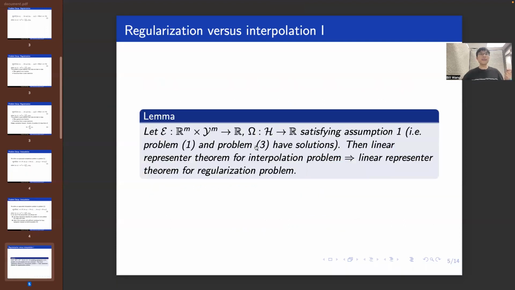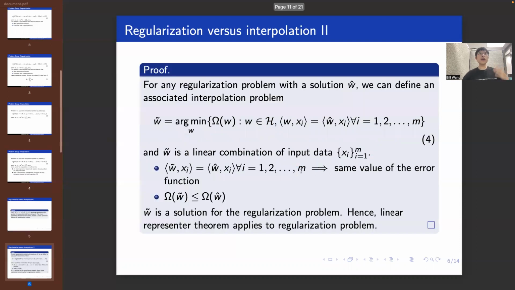So here, the lemma is saying that when both the regularization problem and the interpolation problem have solutions, and the linear representer theorem holds for the interpolation problem, then the linear representer theorem will also hold for the regularization problem. So here's the proof. We start with a regularization problem with a solution W hat. This is true because we already hypothesized that both the regularization problem and the associated interpolation problem have solutions.